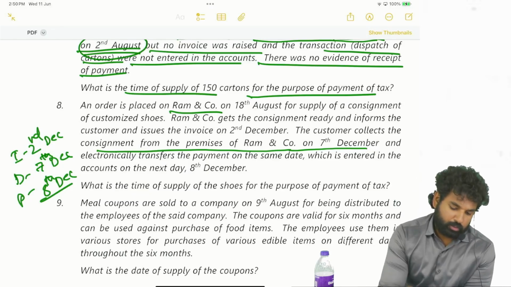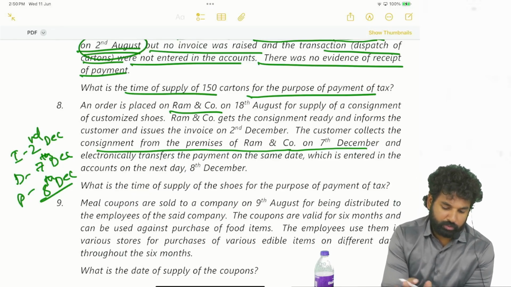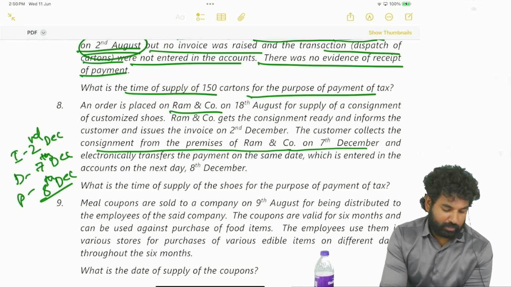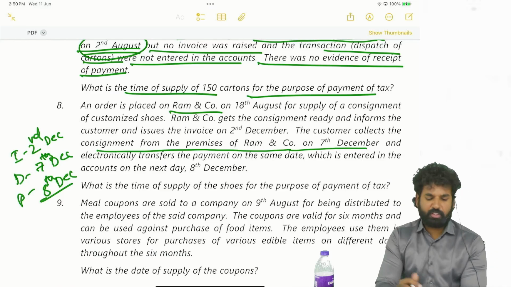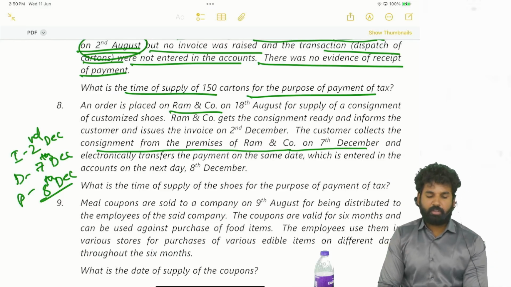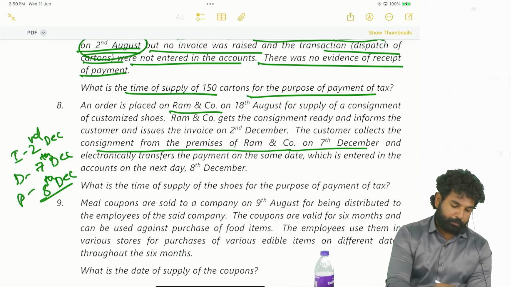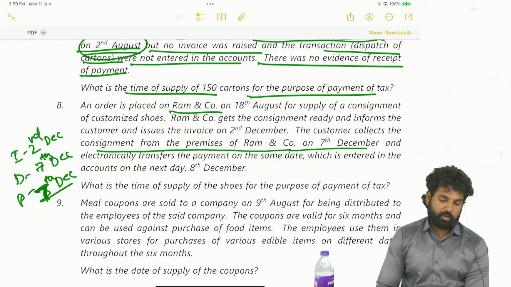Okay. The customer collects the consignment from the premises of Ram and Co. on 7th December and electronically transfers the payment on the same day, correct, which is entered in the accounts on the next day, 8th December. So payment date is 7th December, but actually the payment is recorded in the accounts on 8th December.